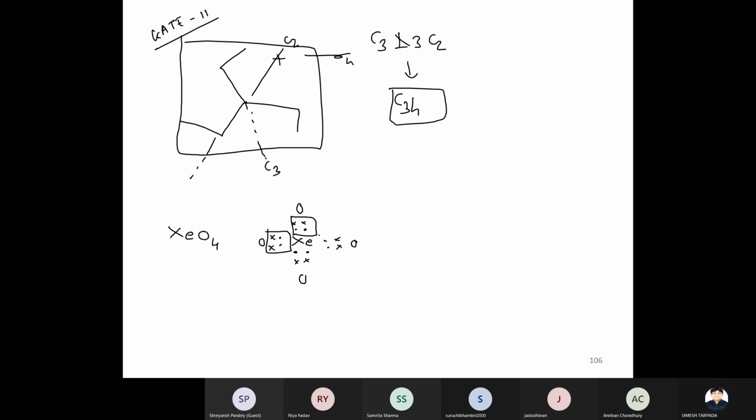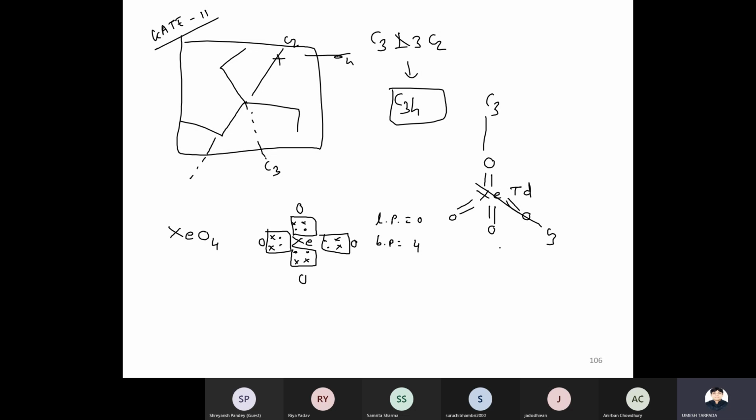How many pairs? 4 pairs. Total 4 pairs, and all the 4 pairs are bonding pairs. Lone pair is 0. So it is simply tetrahedral. And if it is tetrahedral, then the principal axis is C3, and it is more than 1 in number. So the point group becomes Td. It is a special point group.